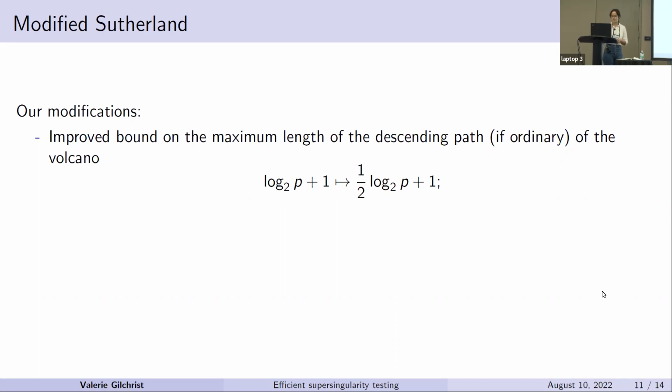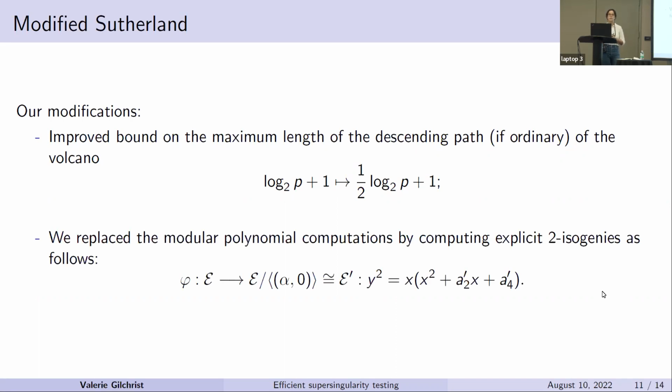The second modification that we do is, instead of using modular polynomials to step through the paths, we end up just explicitly computing these 2 isogenies. We do this sort of change of coordinates so that the x root in the next curve is where we came from. So we're only focused on that quadratic. And then to determine the next curve, we're really only concerned with a particular discriminant. So we compute this discriminant. If it's well-defined, that means the next curve is well-defined. If it's not, it means we're at a leaf, and so we terminate. Cool, so that was our modification for Sutherland.